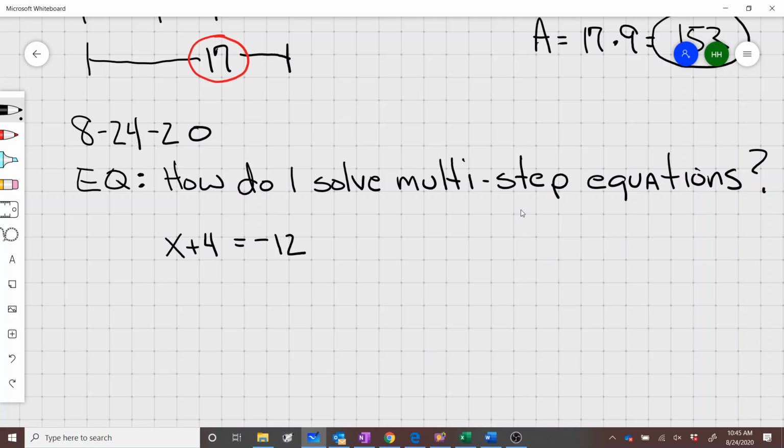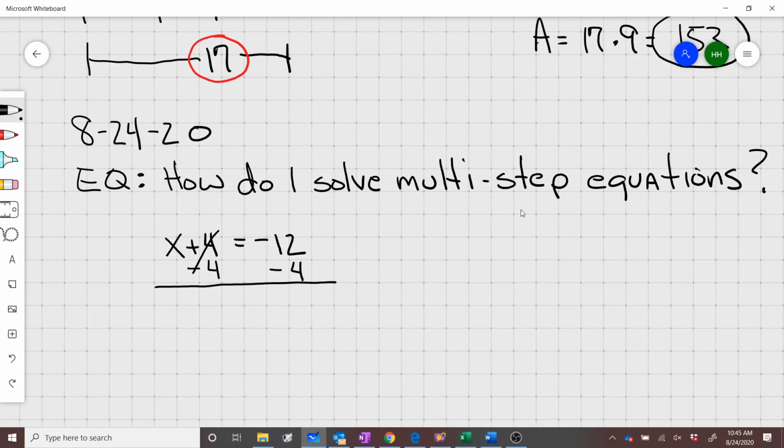All right, remember when you're solving equations, you're trying to get the variable on one side all by itself, right? So in this case, the variable's on the left side by itself, so we're going to take this positive 4 and we're going to get it on the other side of the equal sign. That's one way of saying it. Or we're going to do the opposite of whatever's being done to the variable. So in this case, we're going to subtract 4 from each side.